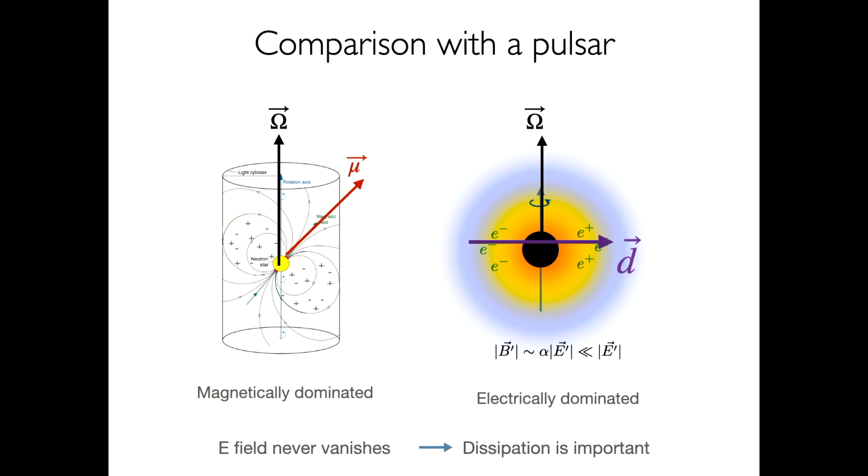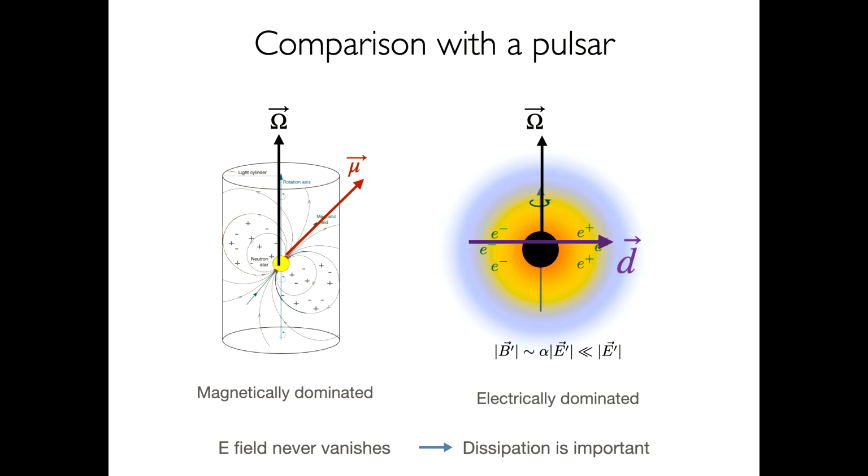Another difference is that our system is electrically dominated, whereas a pulsar is magnetically dominated, and that's very important because that does not allow us to use the simplest models of modeling pulsar magnetospheres, because the electric field never vanishes, so the dissipation in the system is important. The charges can never fully cancel the electric field, so you never get magnetic field dominance, which is something that's important for pulsars.